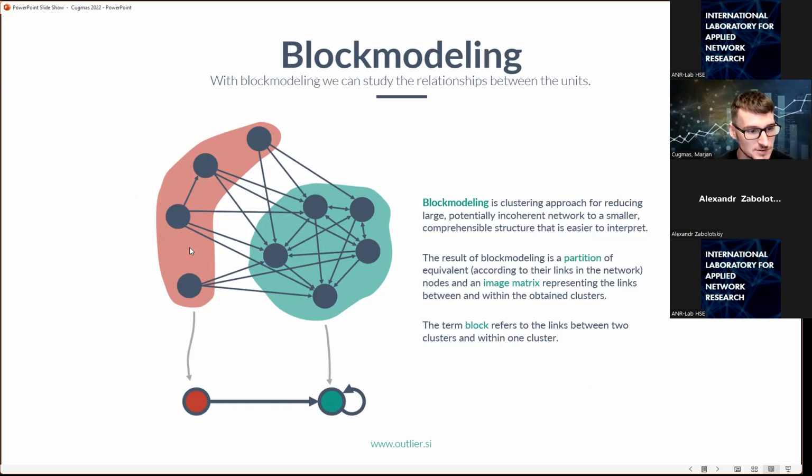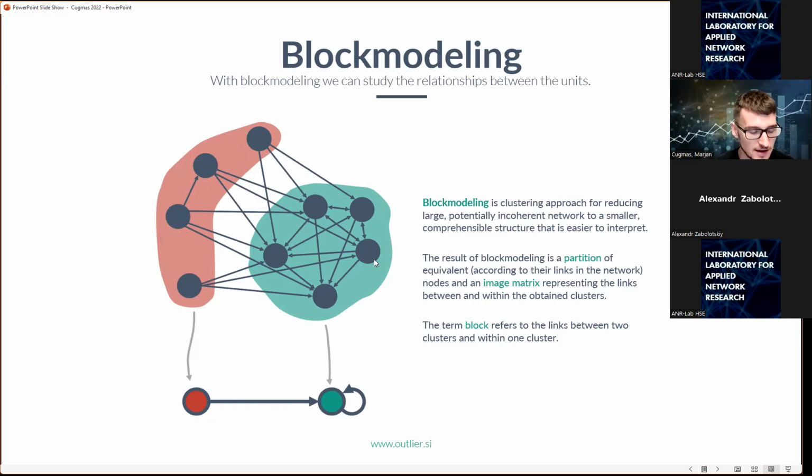So here we have some nodes. These red colored nodes and some green colored nodes. You can see that these red colored nodes have a very similar structure of links. They're not linked to each other, but they are linked to these green colored nodes. And these green colored nodes, on the other hand, also have a very similar structure of links. For example, they are linked to each other and they are linked by these red colored nodes. So in the block modeling process, we cluster these red colored nodes, because they have a similar structure of links, into one node, and we cluster these green colored nodes into another node.